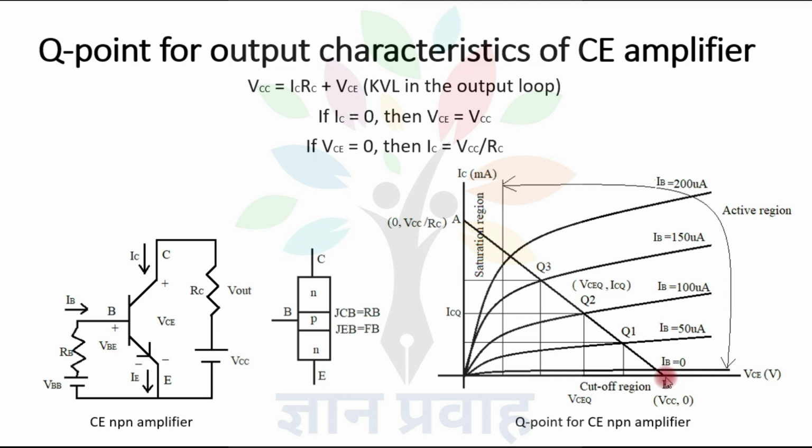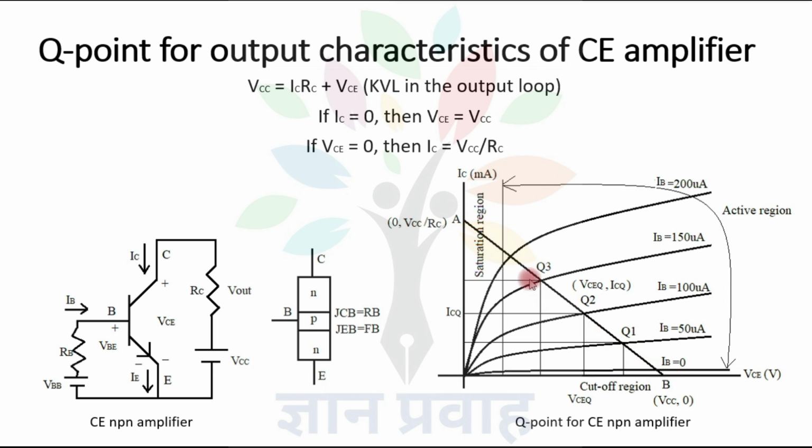And at point B, here IC equal to 0. So we are simply putting IC equal to 0 in the KVL equation. Then VCE equal to VCC. So the coordinate at point B is VCC, 0. So we have drawn a line, that is the straight line, by joining these two coordinates.